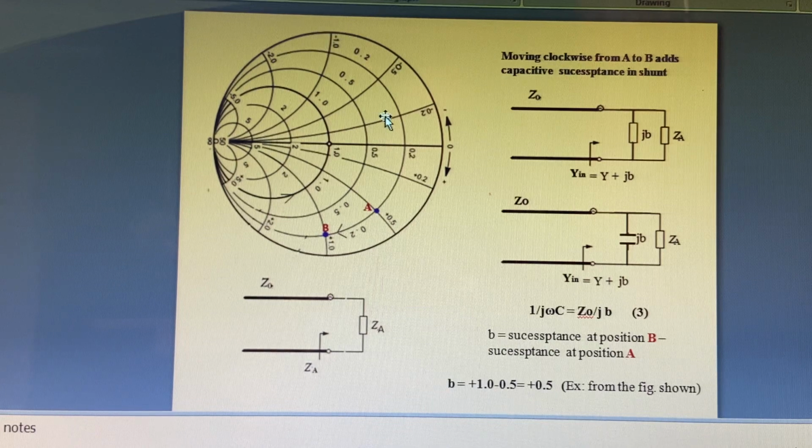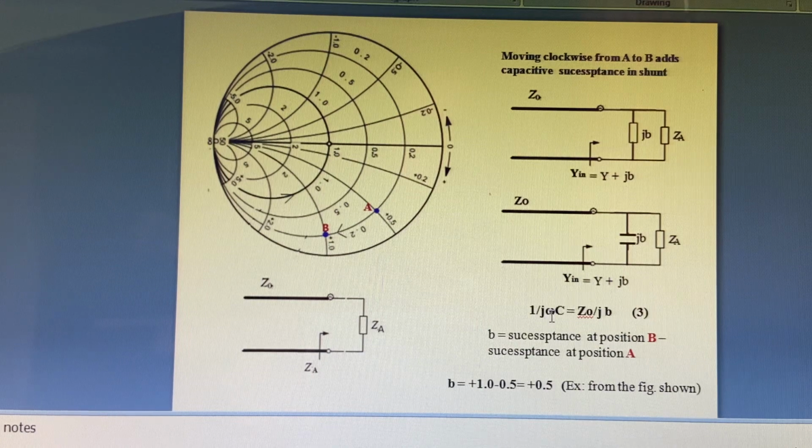Moving on a constant conductance circle in the clockwise direction adds a capacitor in shunt, a capacitive shunt element like this. To find the value of this capacitor, we have to use equation 3 here.